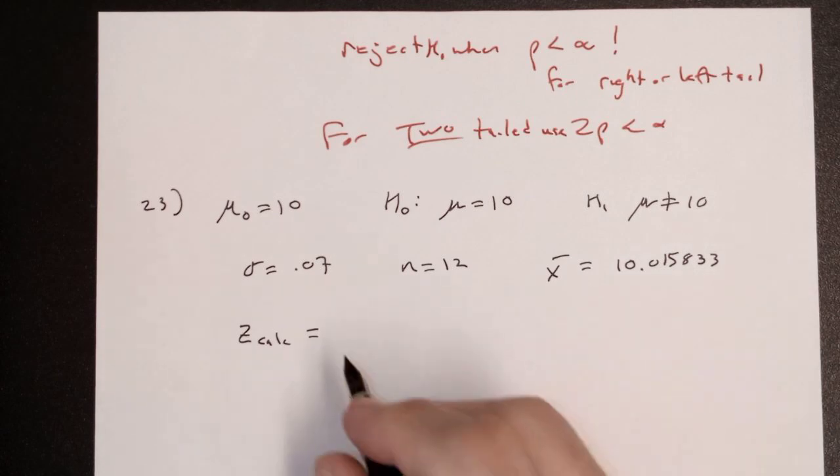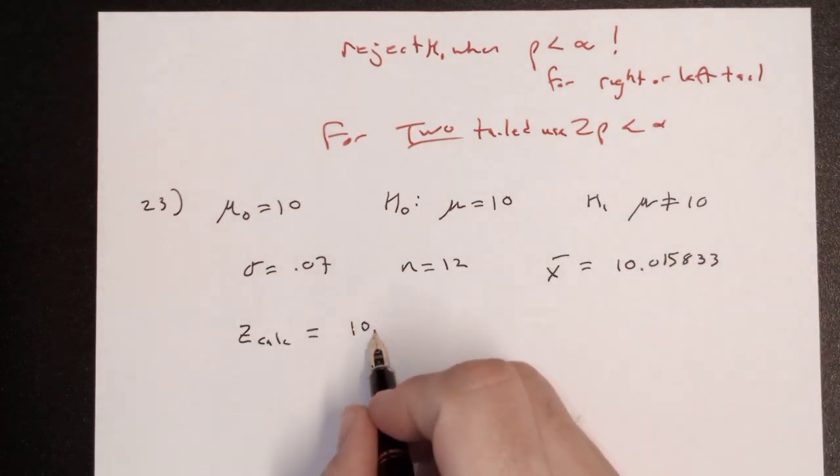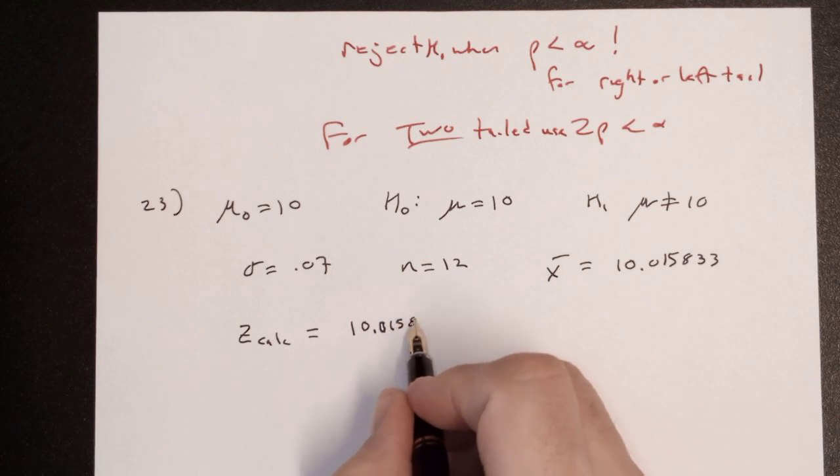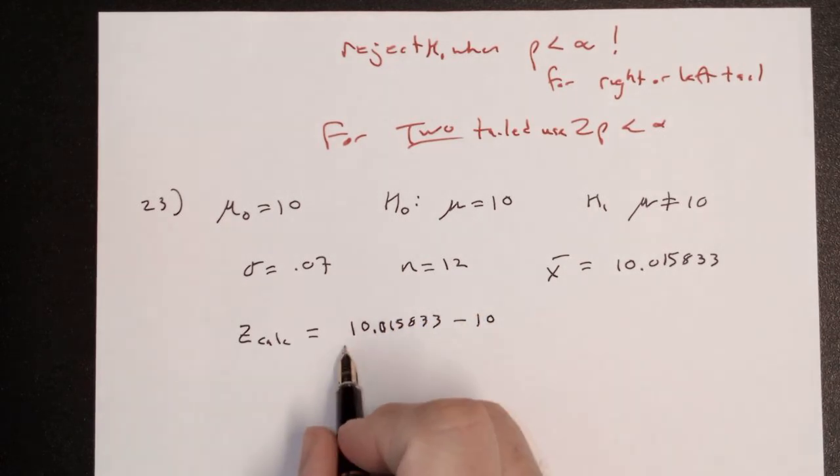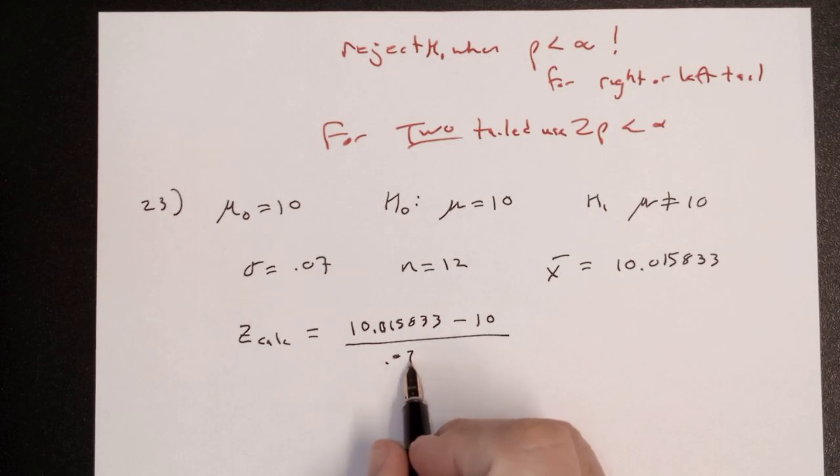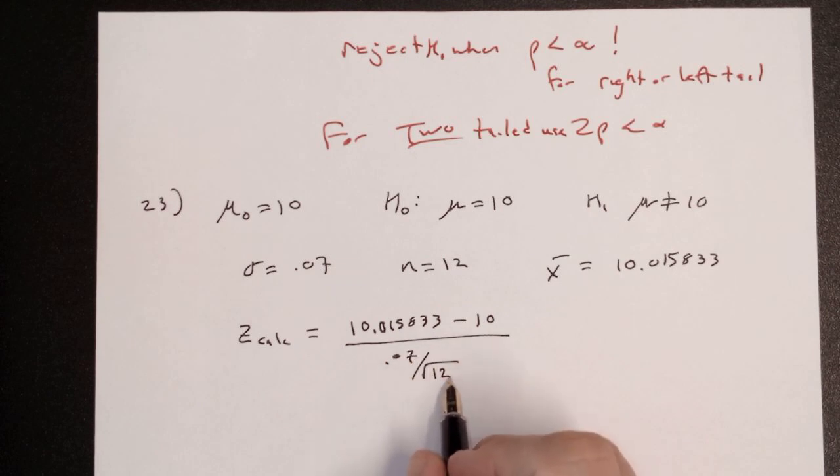Calculated number gets worked the same way. My average minus the benchmark over the standard deviation divided by the square root of the number of samples. What is that number? Oh, I forgot to write that down. Hang on a second.